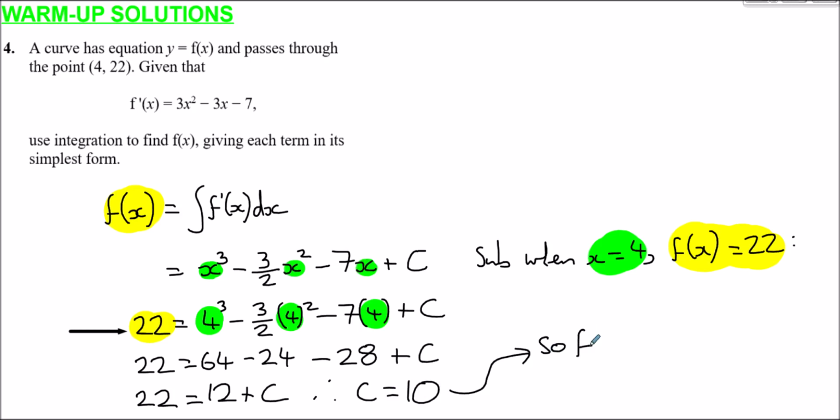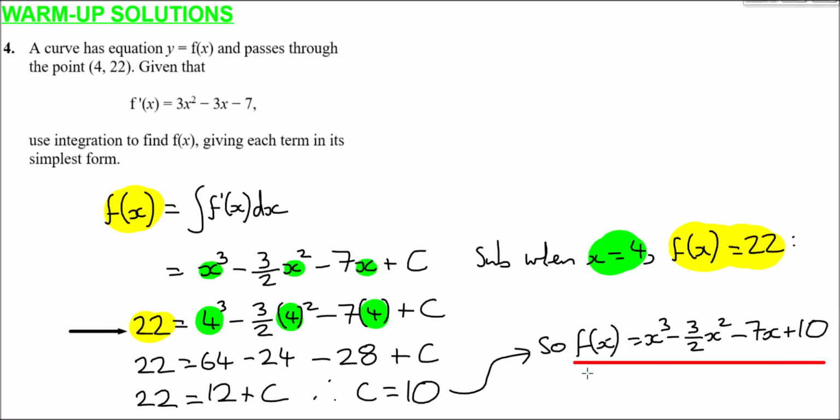So now we work out what f of x is. So f of x equals x cubed minus 3 over 2 x squared minus 7x plus 10. And there we have it.